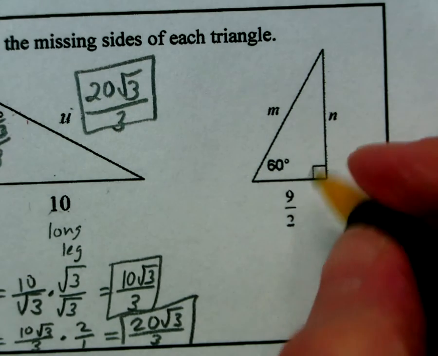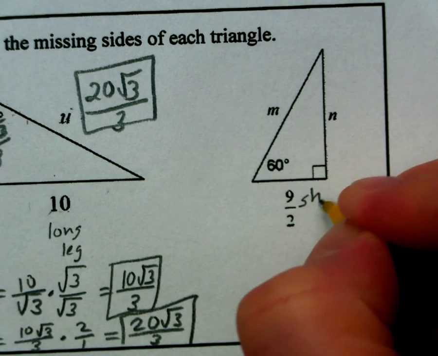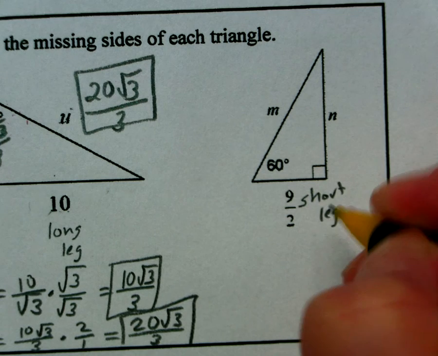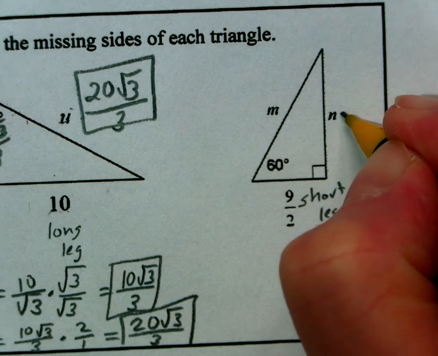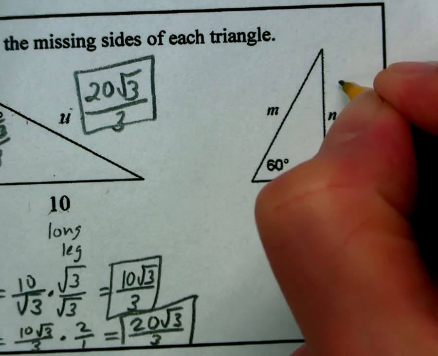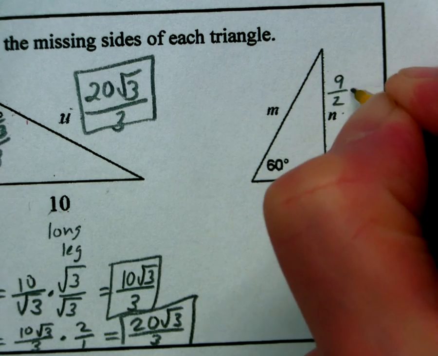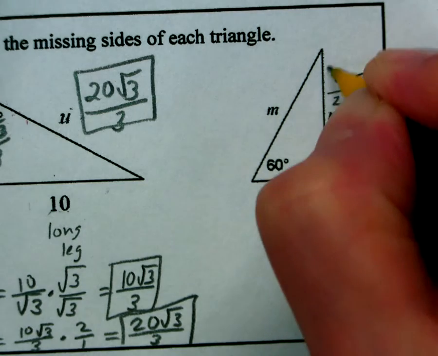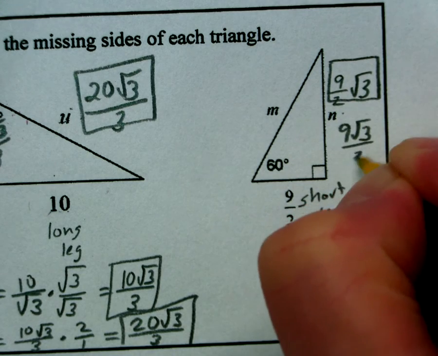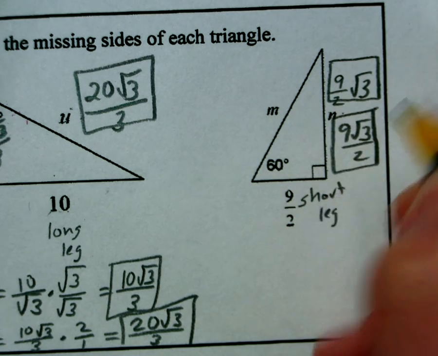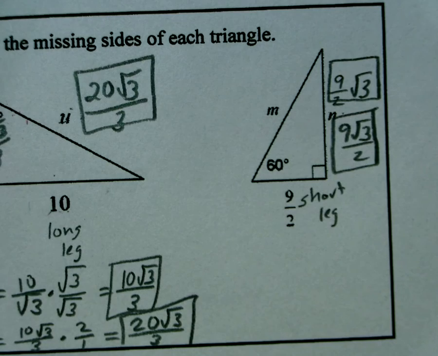So on this one, they have given us the short leg. So to get to the longer leg, you put it with a square root of 3. So you could do 9/2 and a square root of 3 like this. The other way you could do it is 9 square root of 3 over 2. Either way is good. You're just going to take it times the square root of 3, which basically puts a square root of 3 in there.